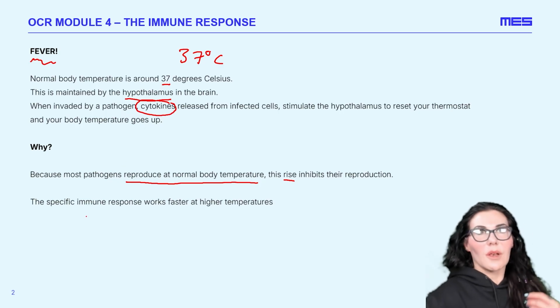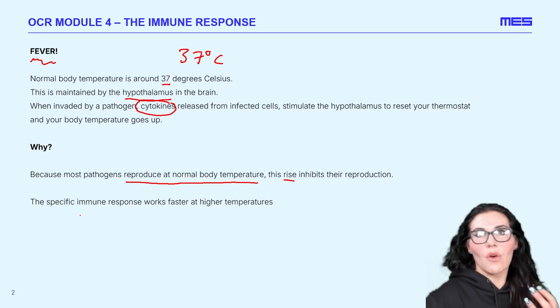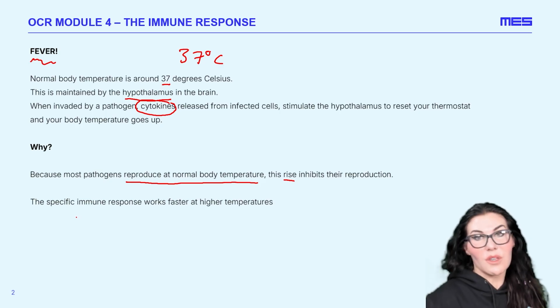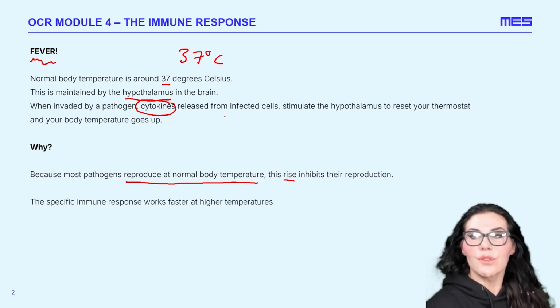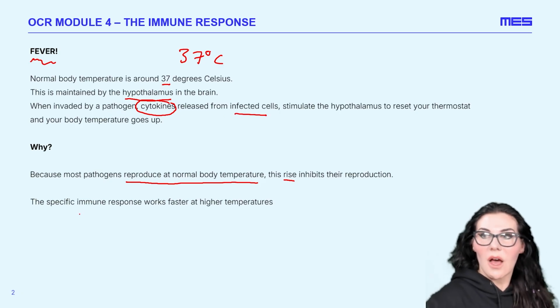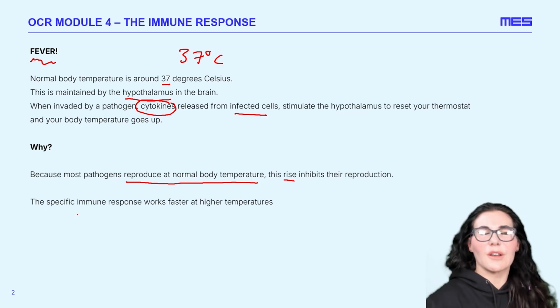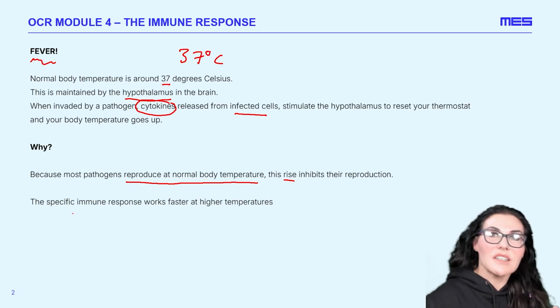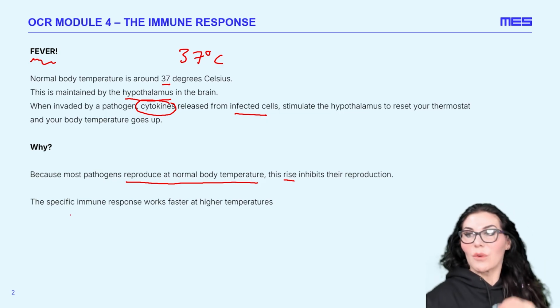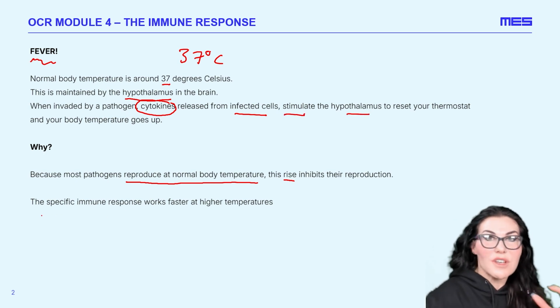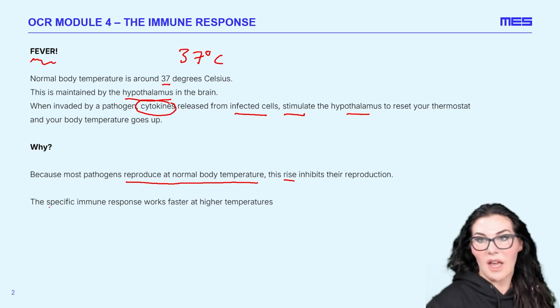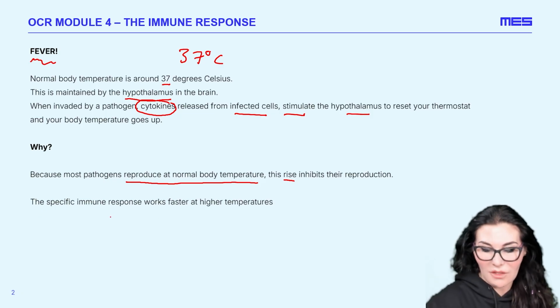Cytokines are like proteins that come from cells that are infected or damaged, and they're chemical signals. They signal to other parts of the body and other cells that something is wrong. So in this case, a pathogen invading causes the infected cells to release these cytokines into the blood, which ultimately stimulate our hypothalamus, and the hypothalamus resets the body temperature and makes it go up slightly in order for these two things to happen.